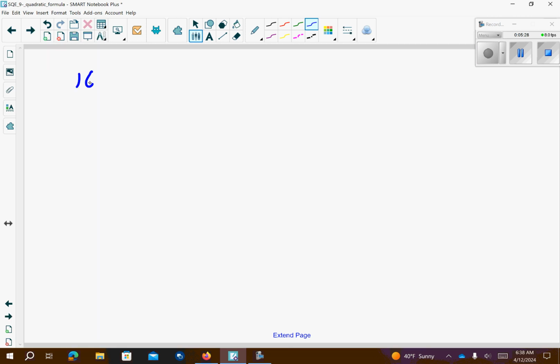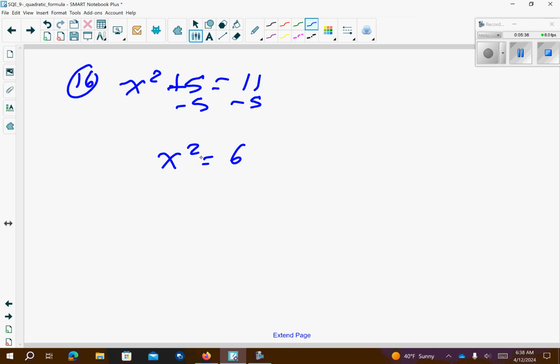Number 16. x squared plus 5 equals 11. Subtract 5. x squared equals 6. Square root of both sides. Don't forget the plus or minus. 6 won't break down, so that's your answer.